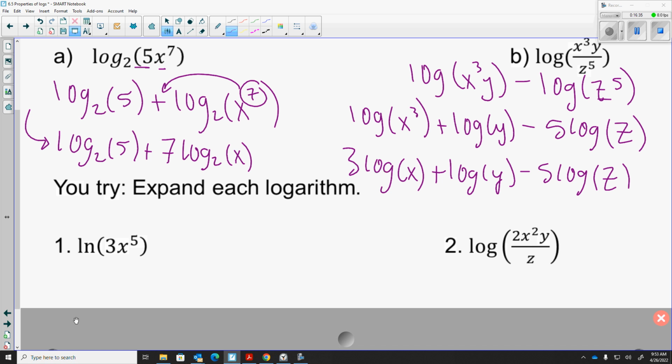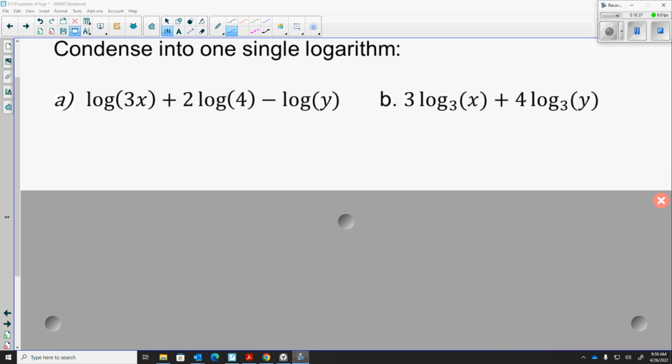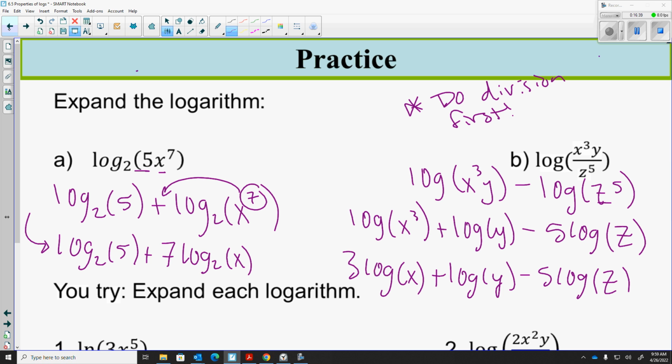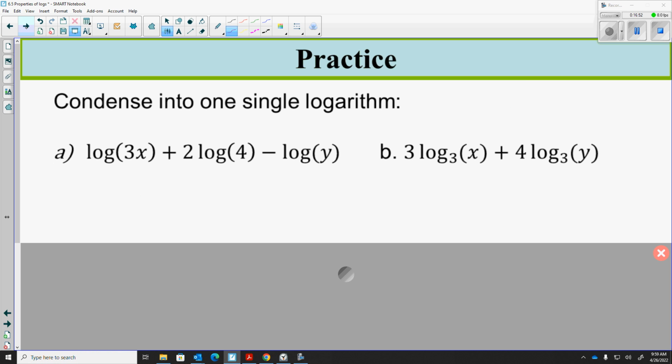So the last ones were all about taking one log and breaking it up into multiple logs, right? So now we're going to go the other way. We're going to start with a bunch of logs, collect them, and put them all back together. We're just going to use the rules in reverse. So let's think about this one. I have 3 logs. I'm going backwards now, putting it all back together.